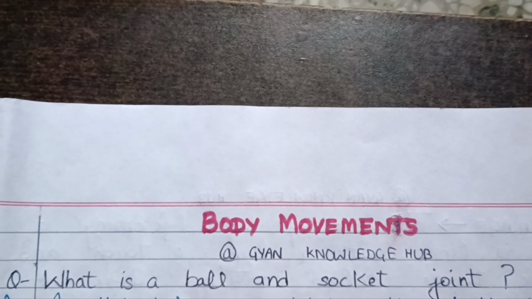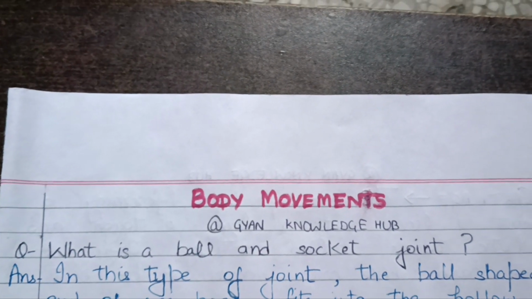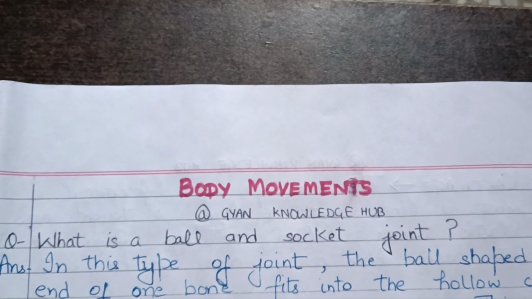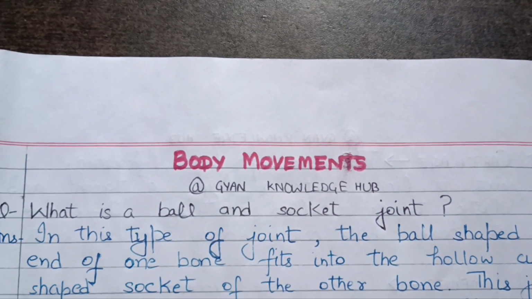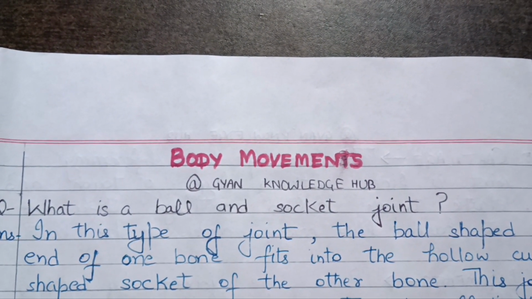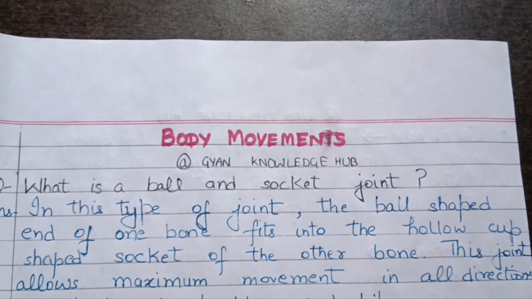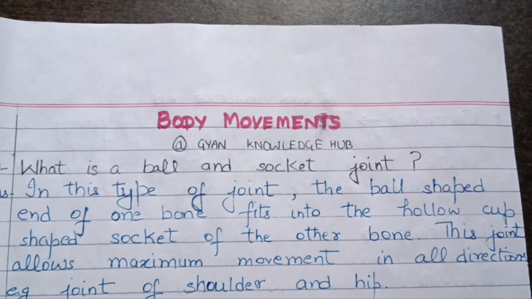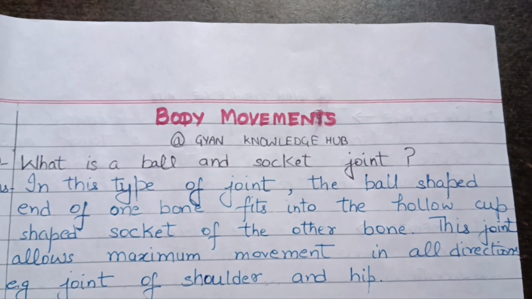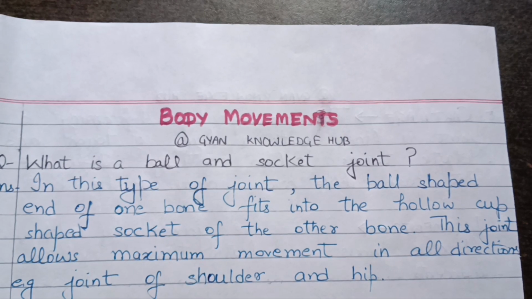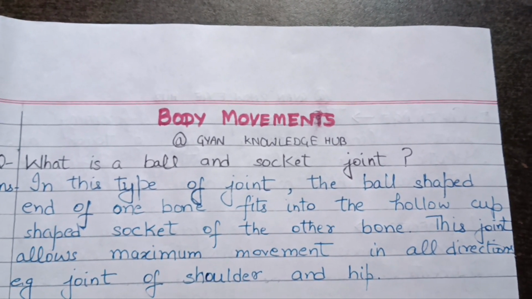What is a ball and socket joint? In this type of joint, the ball shaped end of one bone fits into the hollow cup shaped socket of the other bone. This joint allows maximum movement in all directions. For example, joint of shoulder and hip. So in the joints of shoulder and hip, which joint is there? Ball and socket joint.